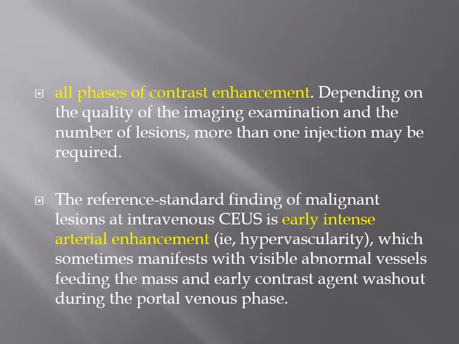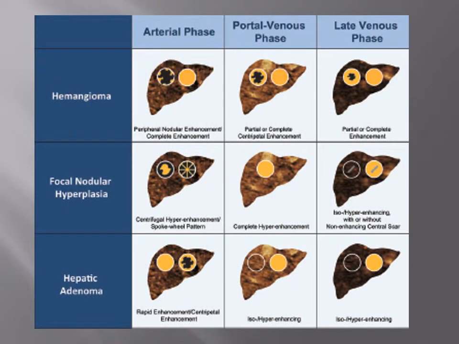Of course, as we said, all phases will be taken: early arterial, venous, and portal. The principle that we use in CT and MRI will be applied here as well, meaning that the reference standard finding of malignant lesions will show early intense arterial enhancement, hypervascularity, which is sometimes manifested with visible abnormal vessels, and early contrast washout. It will be the same here. I will talk about 6 lesions according to the criteria, nearly the same criteria as MRI and CT.